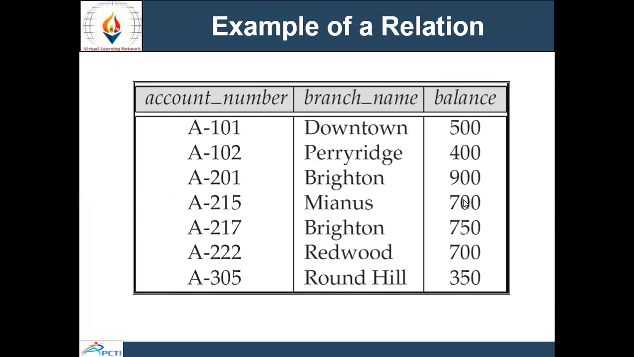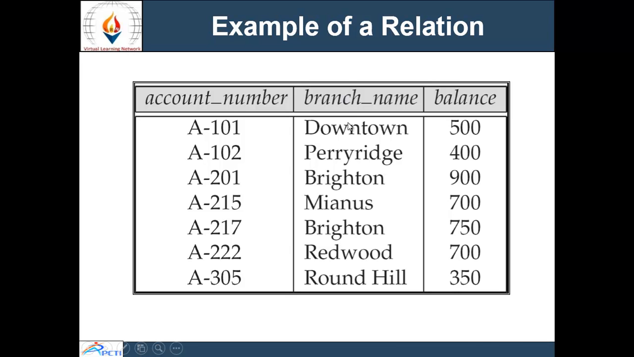Now first of all, what is a relation? A relation is a table, or you can say a relation is a collection of rows and columns. These are the rows, or you can say records, which contain multiple fields, that is A101, branch name downtown, and balance 500. The combination of these three fields in a particular record is known as a tuple, or a record, or a row.